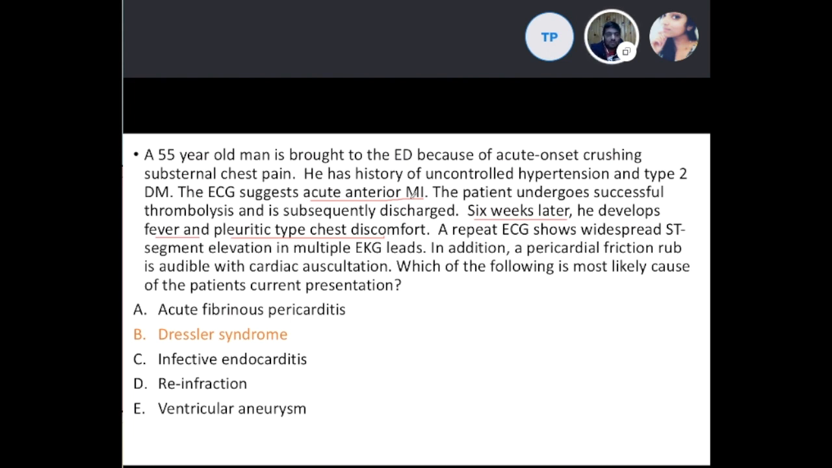So yes, you guys are right as far as pericarditis. However, it's not acute. It's because there's a history of an MI, and 6 weeks later, he developed a fever and pleuritic chest pain and widespread ST elevations. So that's why it's Dressler syndrome. Does that make sense as far as the answer, Joyce? Mm-hmm. Yes, no? Yeah. Okay. Sorry, that was a trick question.